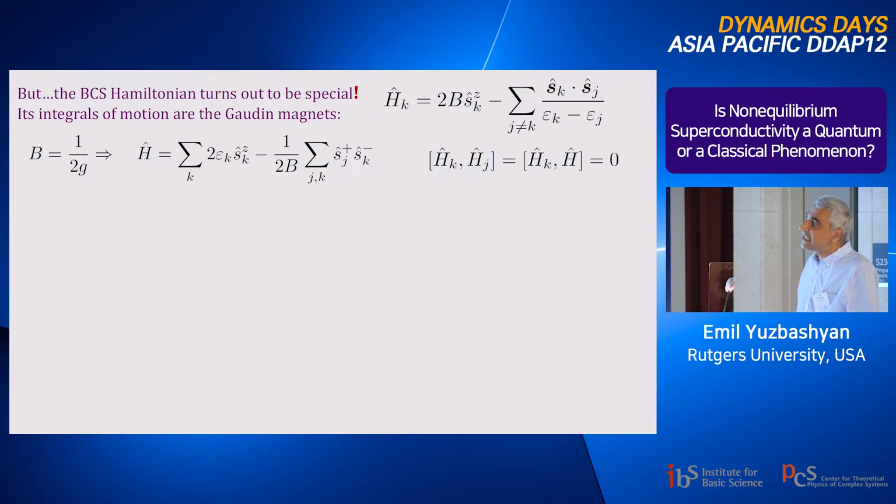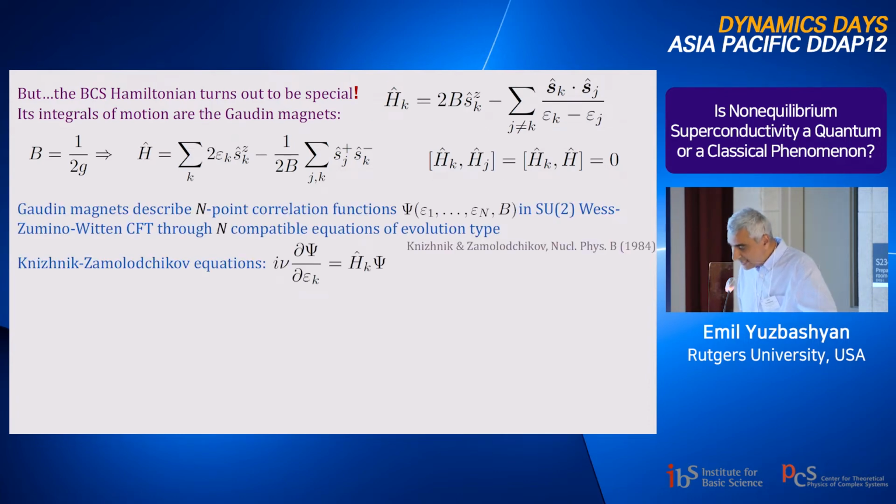Its integrals of motion are not just any integrals, but so-called Gaudin magnets. So here is the k-th Gaudin magnet. It describes spin Sk subject to a Zeeman field B and interacting with all other spins. Here B is equal to 1 over twice the superconducting coupling constant. So if we trade G for B, we can write the BCS Hamiltonian like this, with a coupling constant 1 over 2B. The statement here is that these all commute between themselves, and they also commute with the BCS Hamiltonian, which is in fact their linear combination.